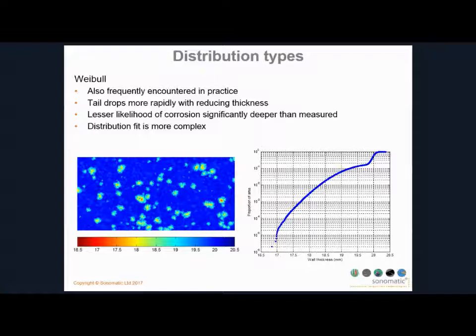The distribution fit in the case of an exponential is relatively straightforward, because it's just a straight line on a log plot. Distribution fitting for Weibull distribution is a bit more complicated because it has more parameters that you need to solve for.